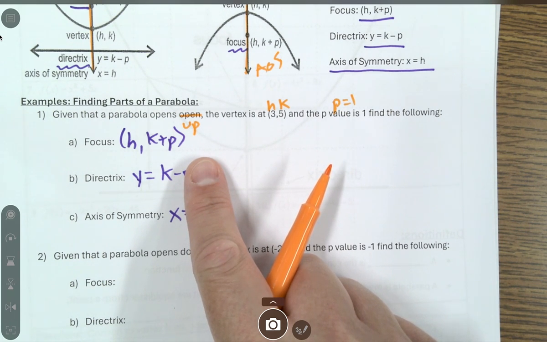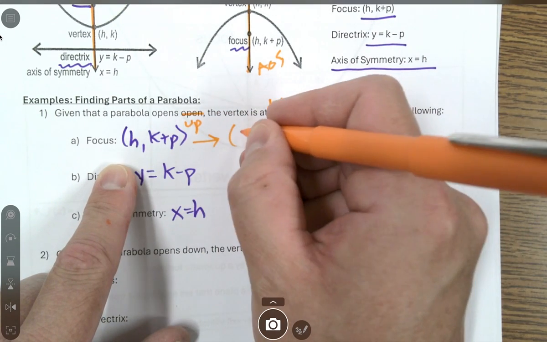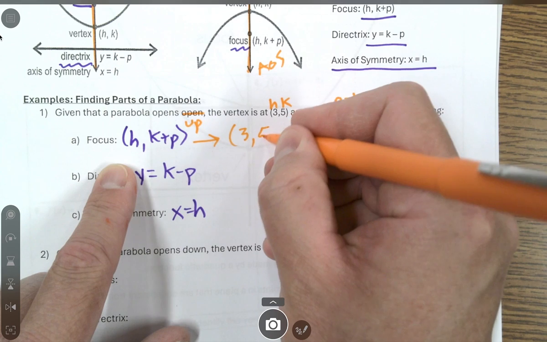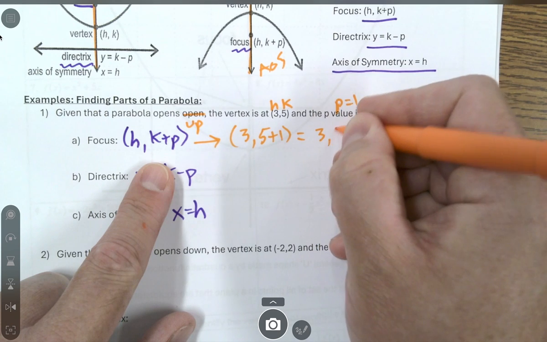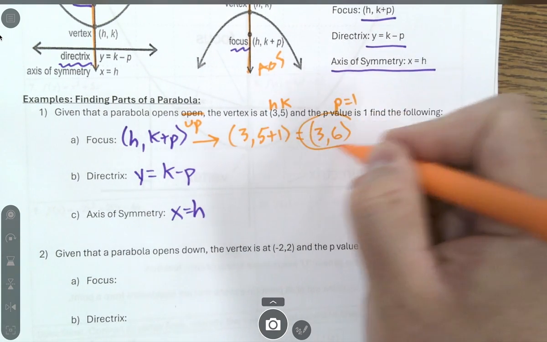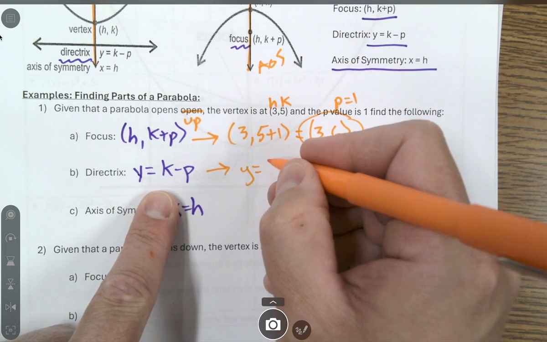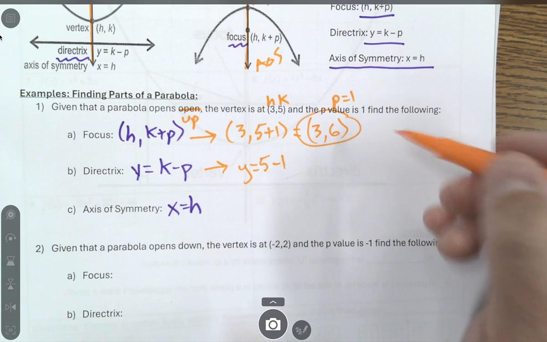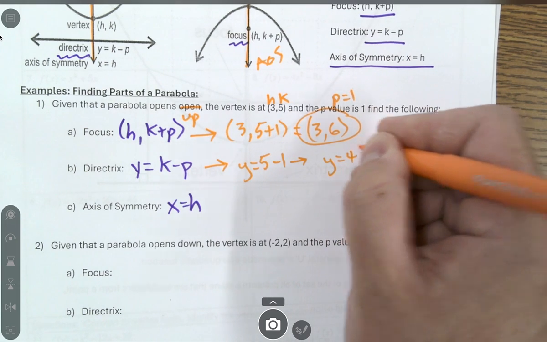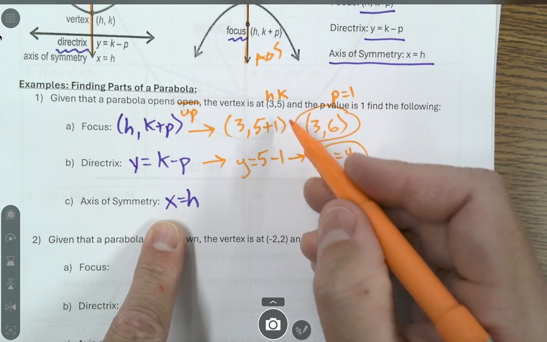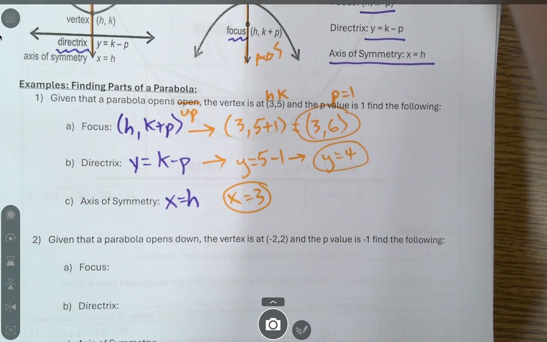So my focus is going to be at 3, 5 plus 1, because that's my k and my p-value. So that ends up being at 3, 6. So that's my focus. My directrix is y equals k, which is 5, minus 1, because again our p-value is 1, so 5 minus 1 is 4. So that's y equals 4. And then my axis of symmetry is just the h value. That's x equals 3.